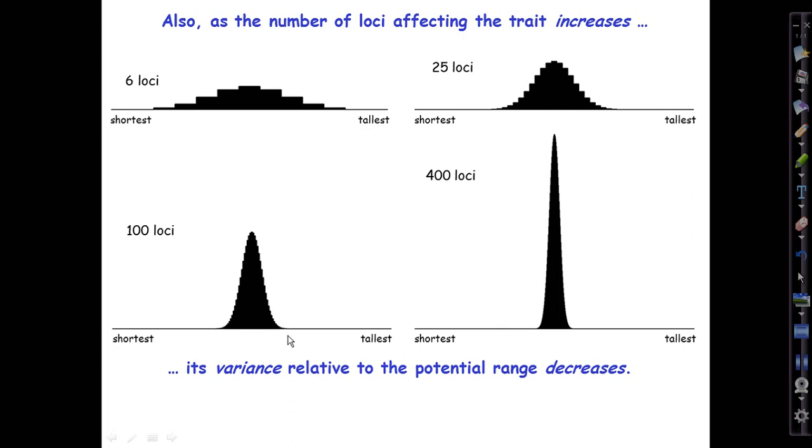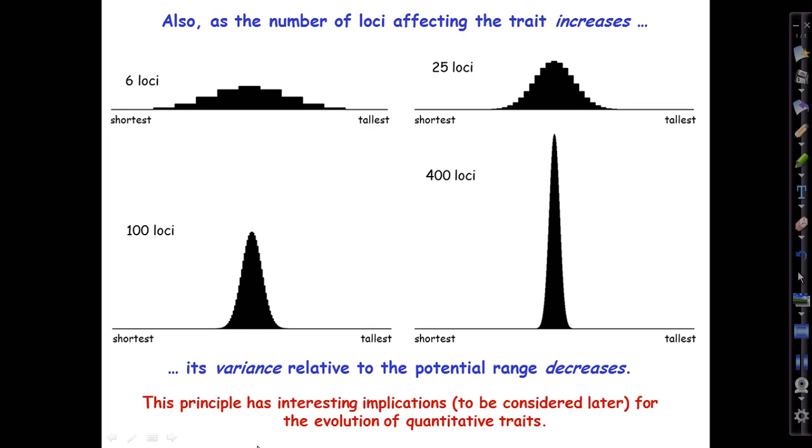Now it's a really tight distribution, and never in the history of the universe do you get the shortest or tallest individuals, and it's even more ridiculous if you quadruple the number of loci again. Now it's just an extremely compact and smooth normal distribution.